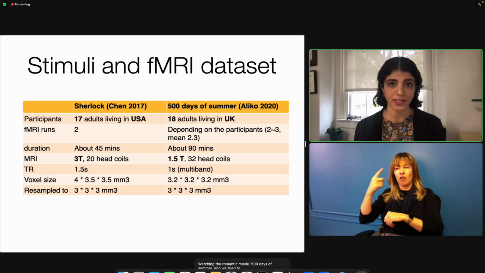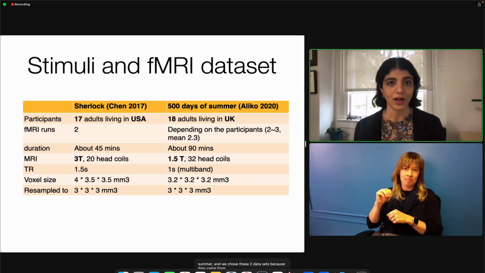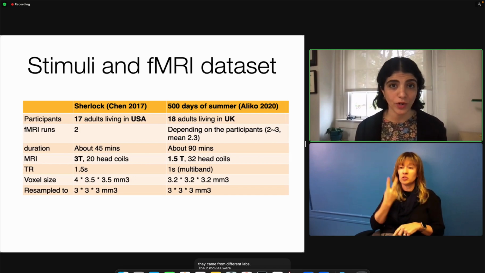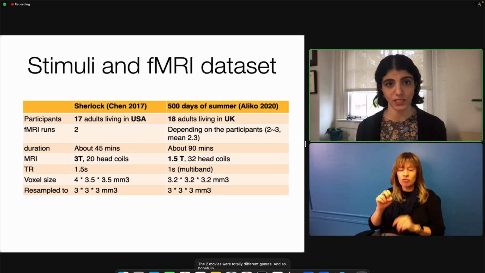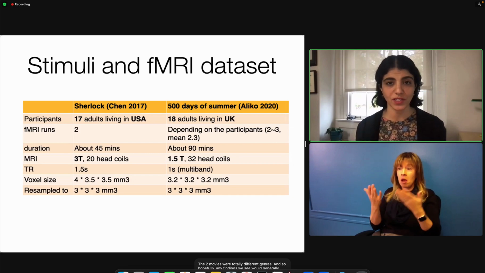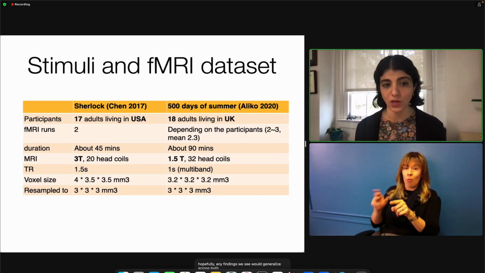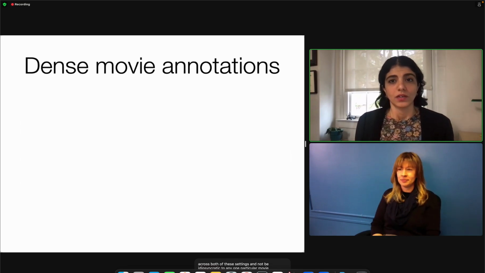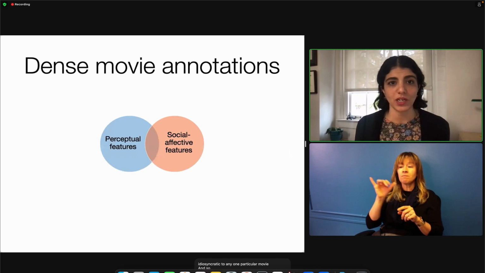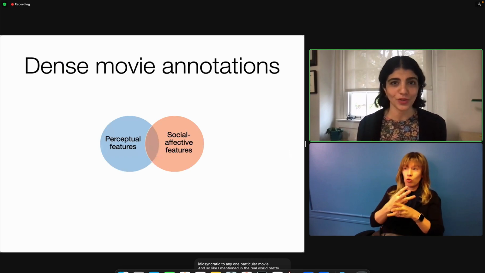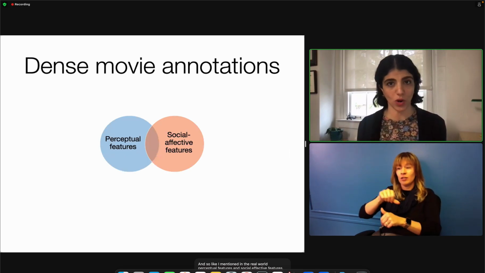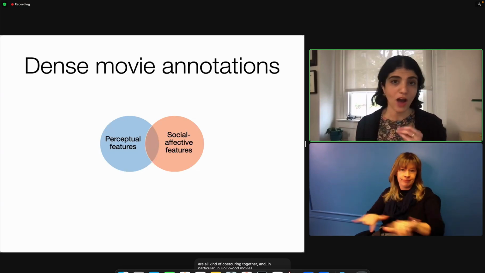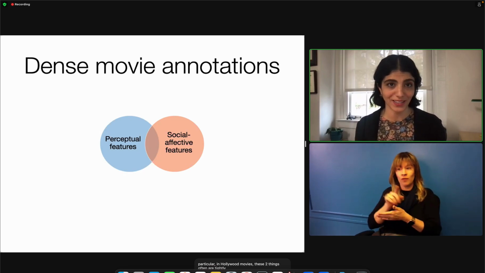And we chose these two data sets because they came from different labs. The two movies were totally different genres, and so hopefully any findings we see would generalize across both of these settings and not be idiosyncratic to any one particular movie. And so, like I mentioned, in the real world, perceptual features and social affective features are all kind of co-occurring together. And in particular in Hollywood movies, these two things often are tightly coupled by design, right?